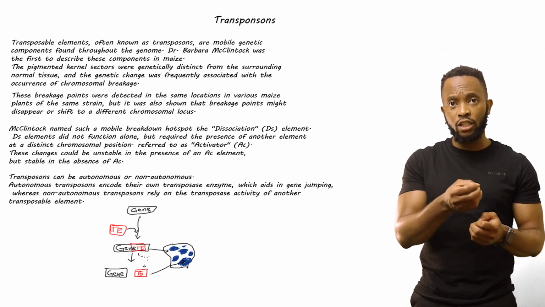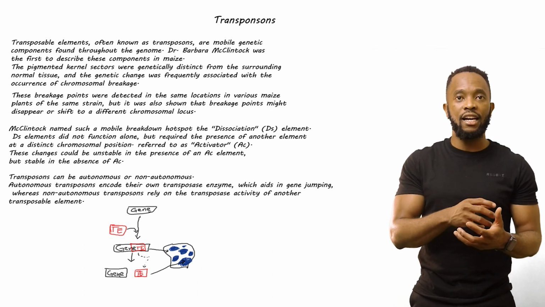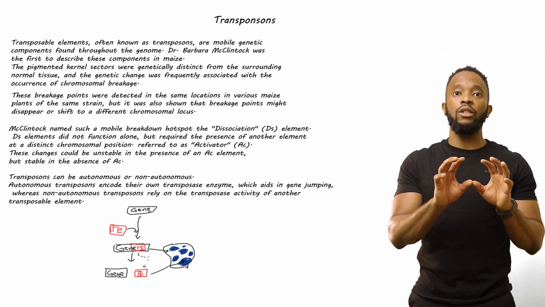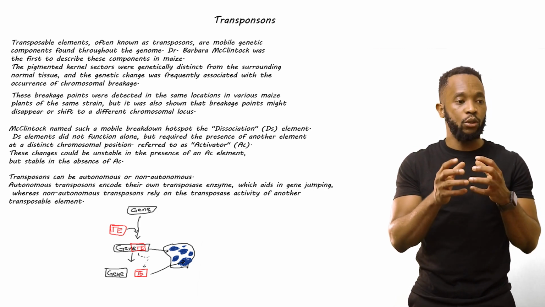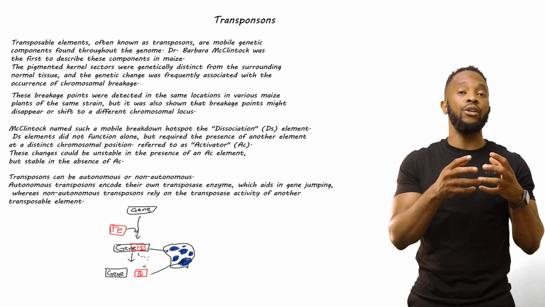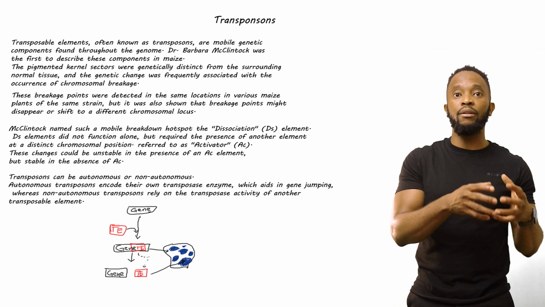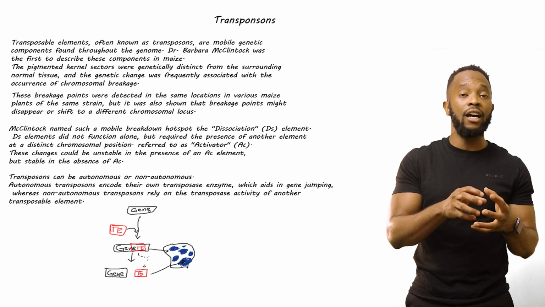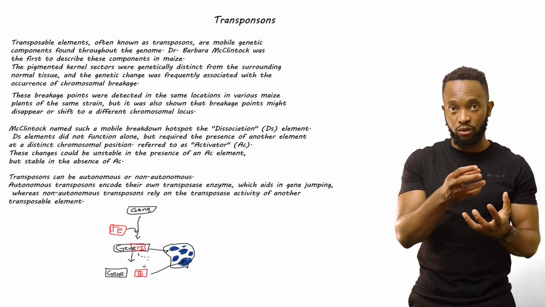But when it comes to transposons, what we also know about them is that they do require the presence of an enzyme known as transposase. So there are different types of transposons. Some of them can be autonomous and others can be non-autonomous. The transposons that are autonomous are capable of encoding their own transposase, which is going to help in jumping from one location to the other. While the non-autonomous transposons, as you see in the notes here, rely on the transposase activity of another transposon element.